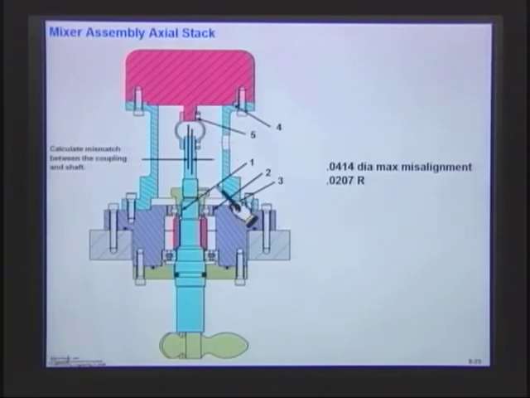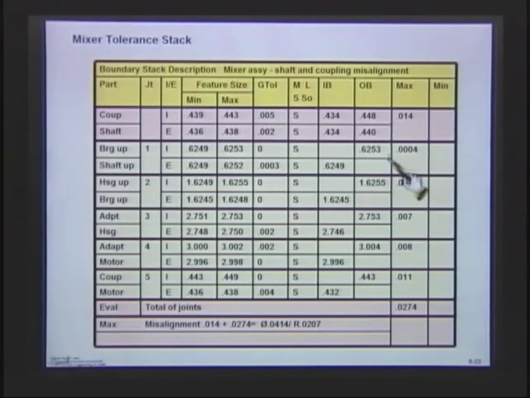But the initial, just an axial back and forth, this is what we come up with: the total misalignment on a diameter of 0.414, and on a radius that was 0.207. So what I'd like you to do is take a look back at our stack table then, and I'd like you to go back and see where you're going to make some adjustments.